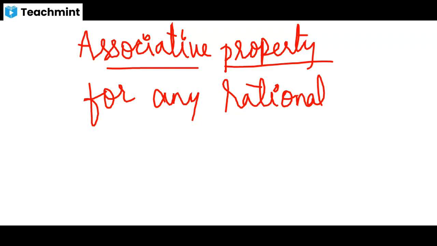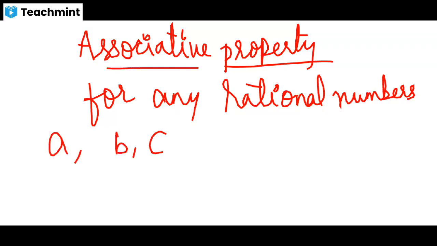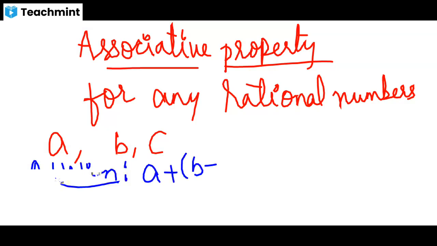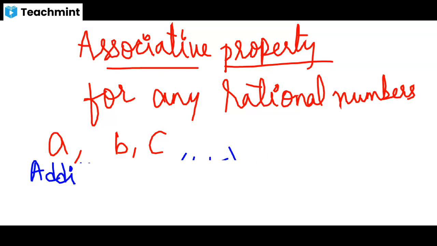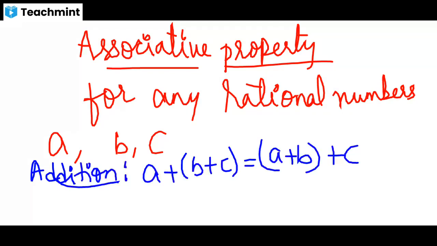How many rational numbers you should take for associative property? Three, ma'am. Three rational numbers A, B, comma C. Three rational numbers you should take and find out the associative property for addition. So when you are taking addition, what you should do? You should check whether A plus of B plus C is equal to A plus B plus C. So three rational numbers you should consider here. So how you will take three rational numbers?